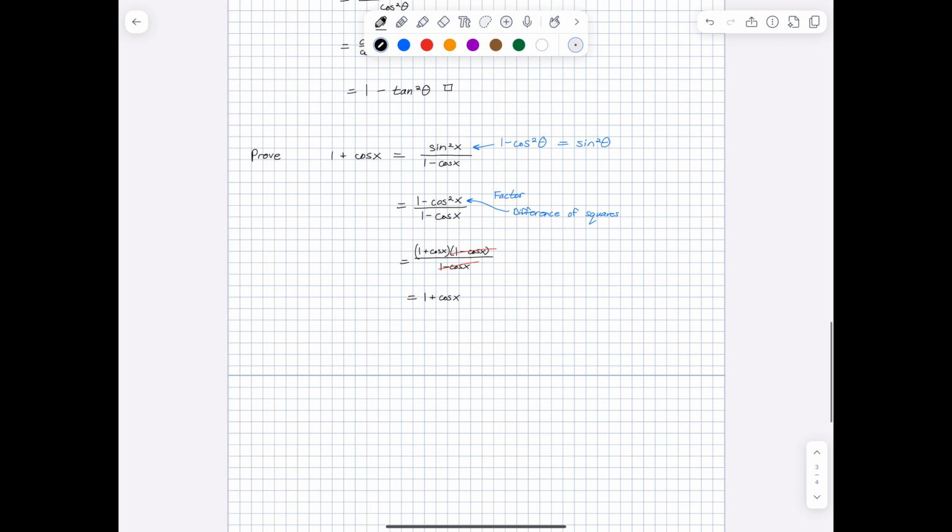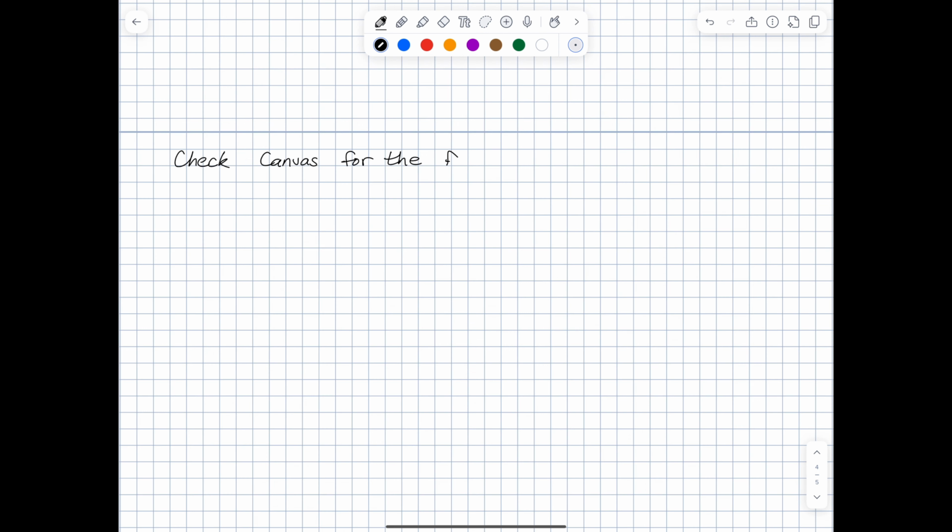And the good news is you don't have to memorize all these new ones. So I'm just going to say check Canvas for the formula sheet, because the formula sheet is going to have all of the other identities on it, the ones that you don't have to memorize, and that will get you through the rest of chapter 5. So you can just use the formula sheet as you're going through this, and besides that, just practice these strategies. Good luck.